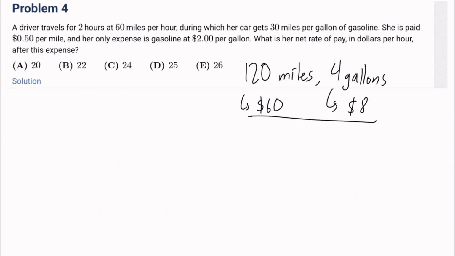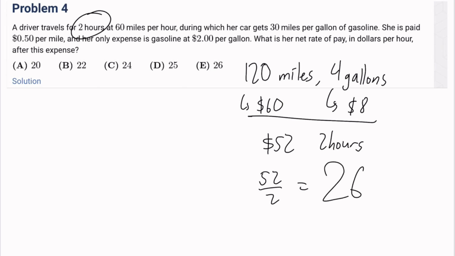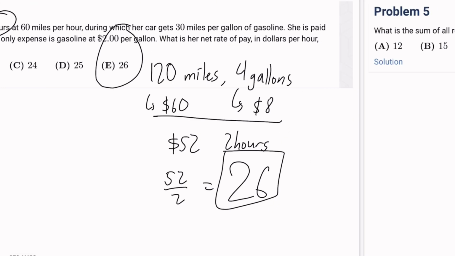Okay, so 60 minus 8, this is 52, right? So this is $52 for 2 hours. So per hour, this is 52 divided by 2. This equals 26. So the answer is E.